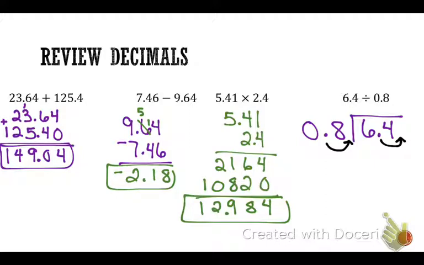Yeah, they're gone. They're canceled out. Okay? Oops, did not mean to do that part. Okay, so they're gone. Now, what's 64 divided by 8? 8. Okay, and that's my answer.